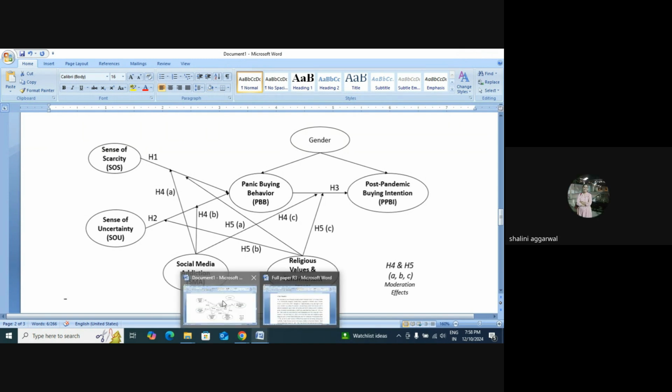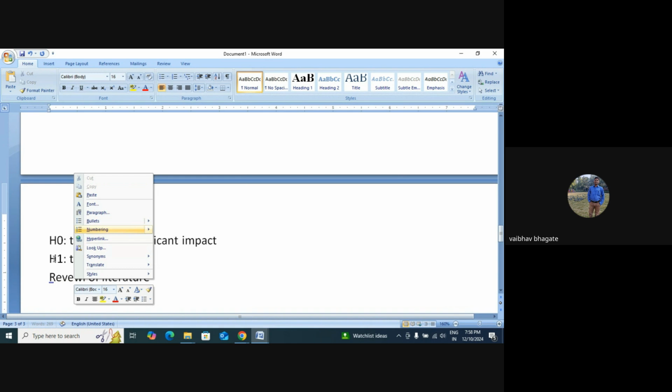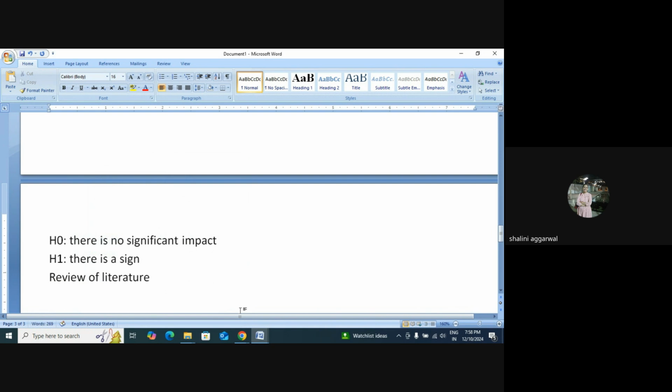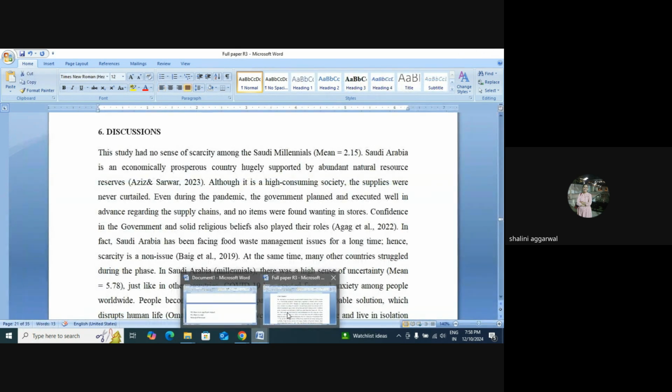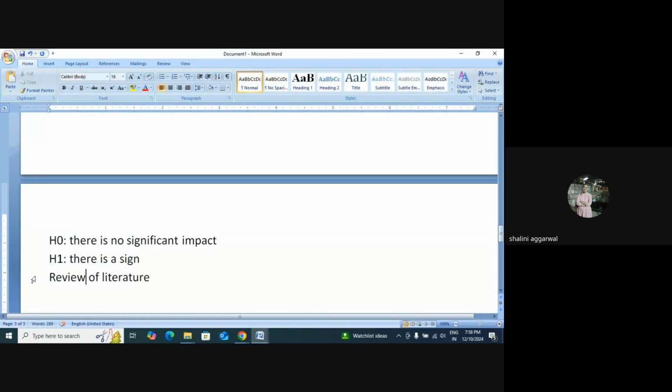So now we have covered till the review of literature part, right? Ma'am, while writing the references, should we write them in alphabetical order or how? Yes, alphabetical. Purely alphabetical, yes. Okay, so we have done the second most important part, and that is called the review of literature.